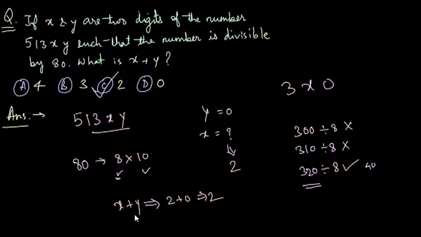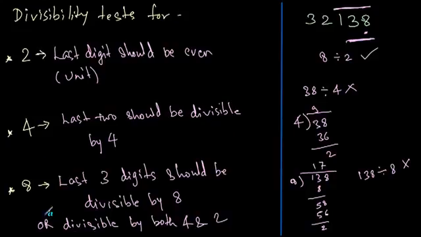The best way to remember these conditions is to group them the way I explained in the video. So let's revise them once more. So the divisibility test for 2 is that the last digit should be an even number, that is, it should be divisible by 2. In case of 4, the last 2 digits are considered and those 2 digits should be divisible by 4.